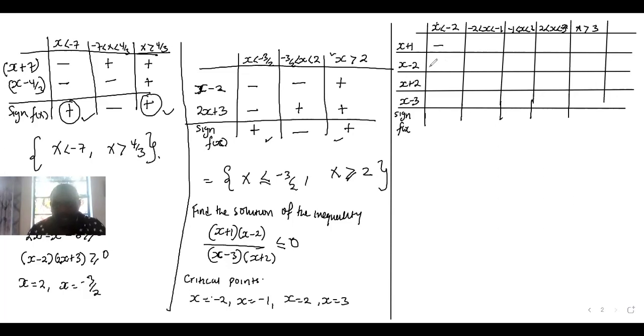A negative. Negative three minus two, what do you get? Negative. Negative three plus two, what do you get? A negative. Hey, wait. You don't choose a value which is among the critical points. Okay, here you pick another one. Here you pick a value beyond negative two.